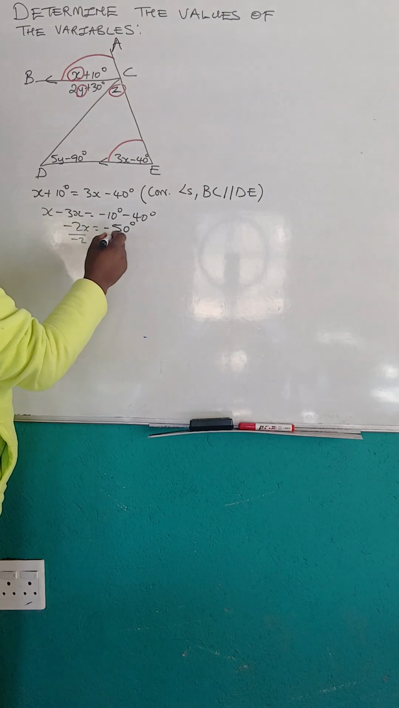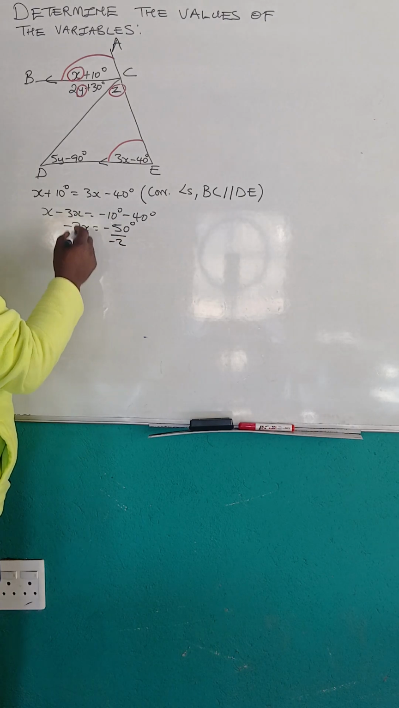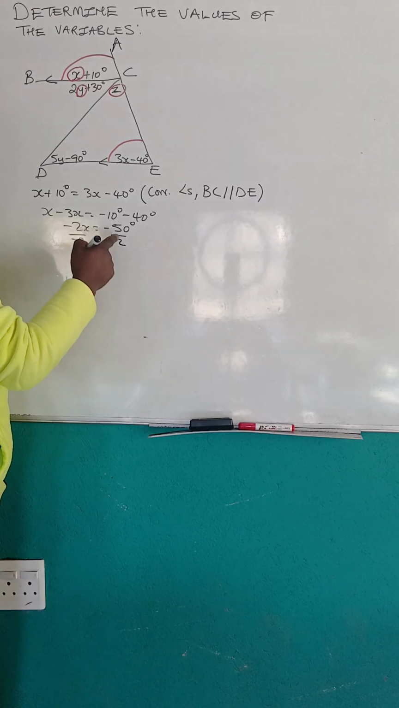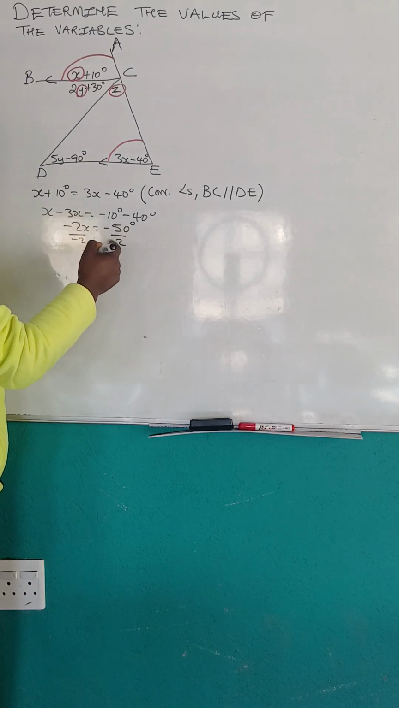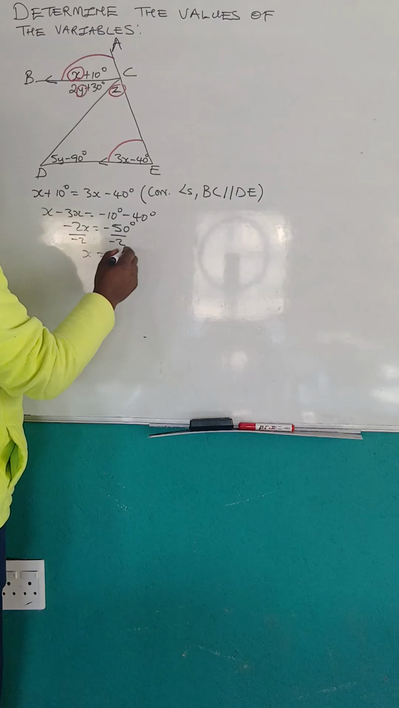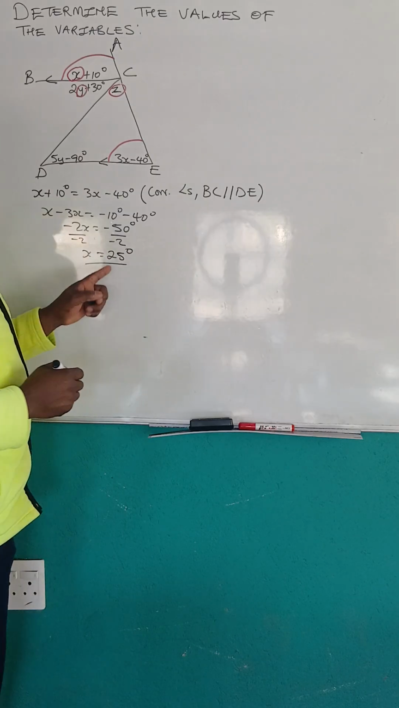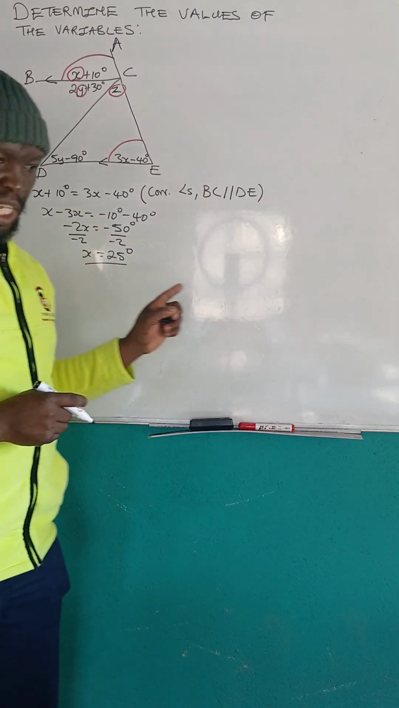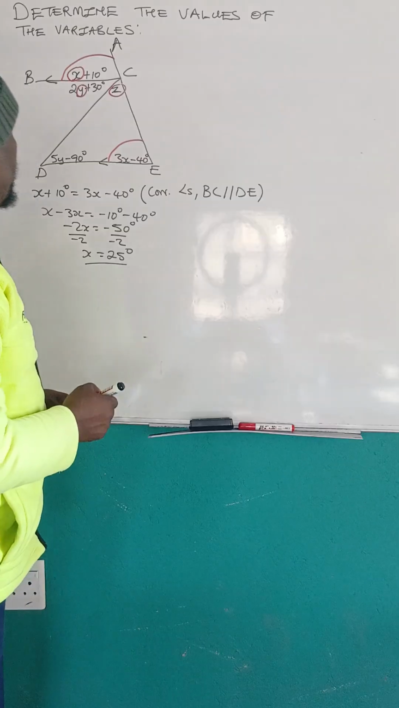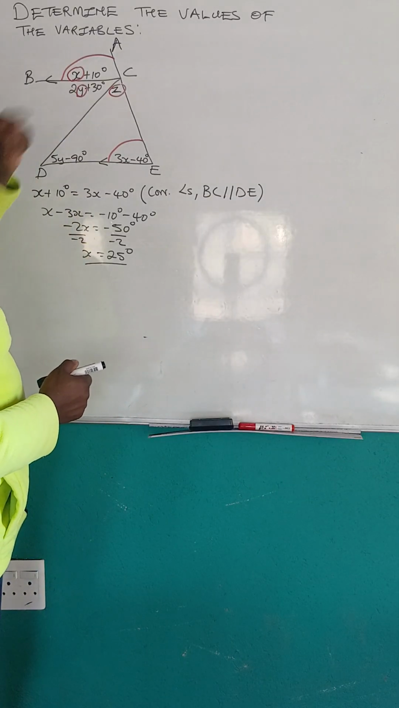Divided by negative 2 is the same as that, divided by negative 2. So here we get x. Negative 50 degrees divided by negative 2 will give us 25 degrees. So we've got the value of x. We move on to the next variable, which is y.